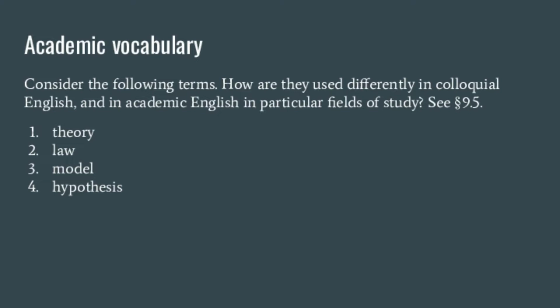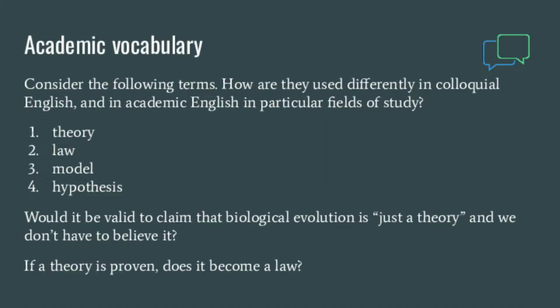Well, consider the following terms here: theory, law, model, hypothesis, and especially theory. Some of these, like model and hypothesis, might be a little hard for you. Don't worry. Think about theory and law, especially. If you can, model and hypothesis. Is it true that if a theory gets proven, it becomes a law? Is that how it works in science, or in other academic fields? Could you say, oh, I don't need to believe in evolution, it's just a theory, that means it hasn't been proven, so I don't have to believe in it?